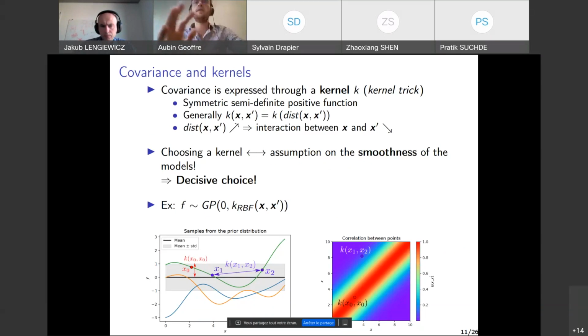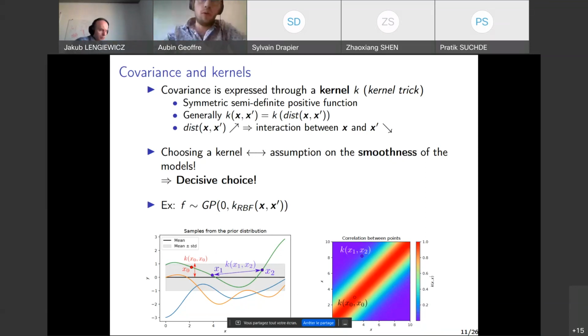So it's a really decisive choice. I'll try to illustrate that with an example. Here is a function that follows a Gaussian process centered on 0 with some kernel. The three curves are basically samples from this Gaussian process. It's what we call the trajectory sometimes.